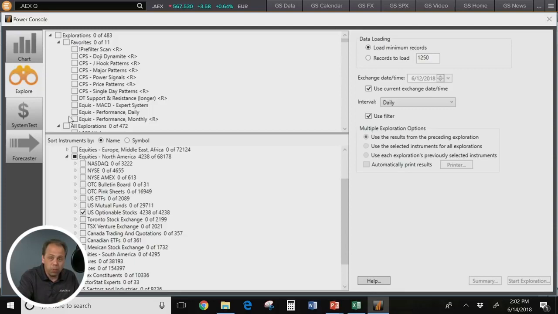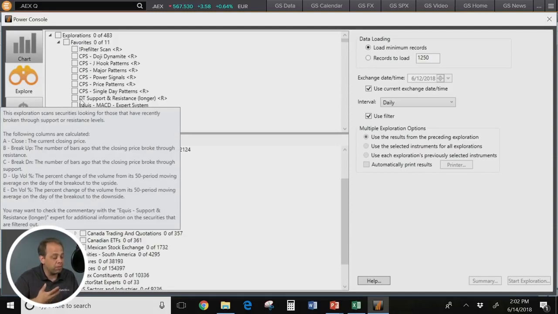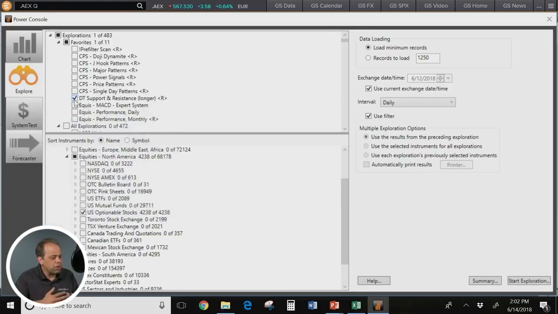Right here at the top with our new scanning engine, I've set a few of them that I call my favorite scans. Let's say, for example, I want to build out a list or a scan of stocks that have broken through support or resistance recently. In MetaStock, that's a scan that's available. It's called the DT support and resistance scan. So I'm going to go ahead and select that. I'm also going to look for performance on these, so I'm going to also select the performance.